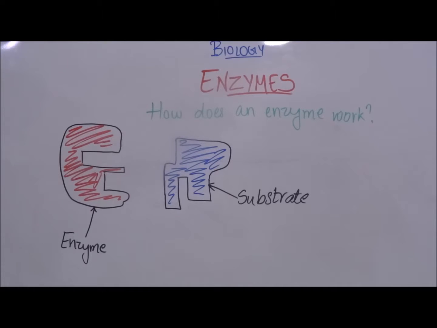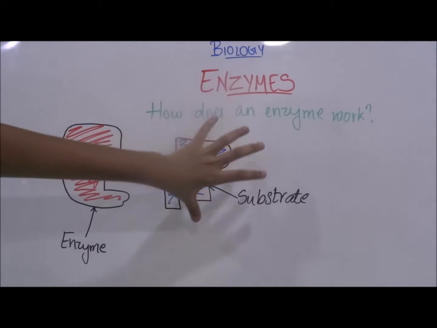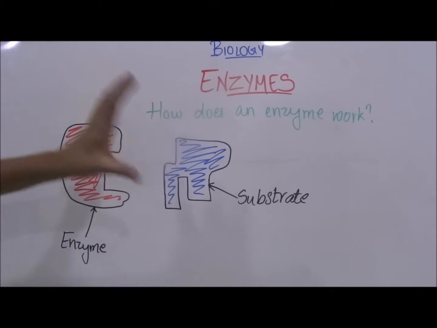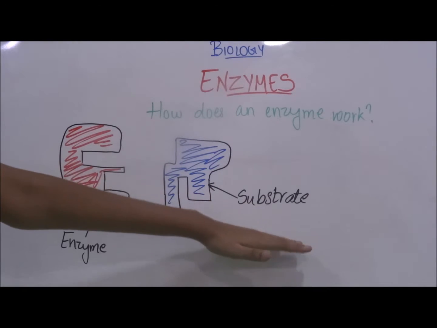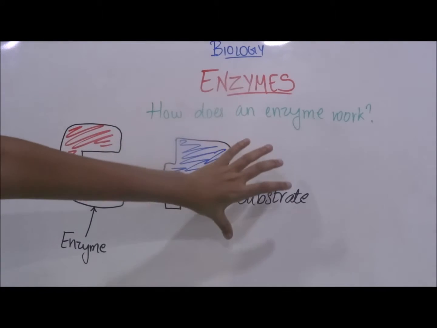And to understand that, we need to look in depth at the last property. That is, enzymes are specific. So this is an enzyme and this is a substrate, that is, the complex molecule that an enzyme would break. For example, if this enzyme is amylase, the substrate becomes starch, because amylase breaks down starch.